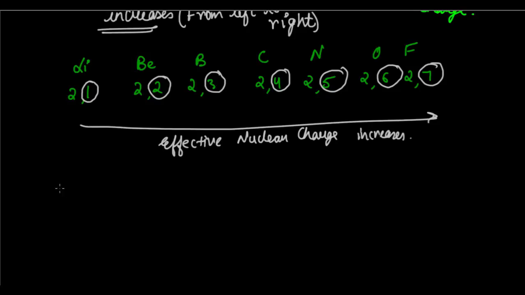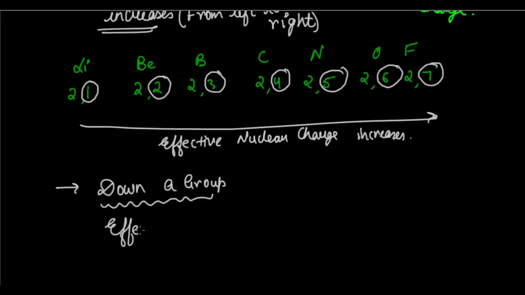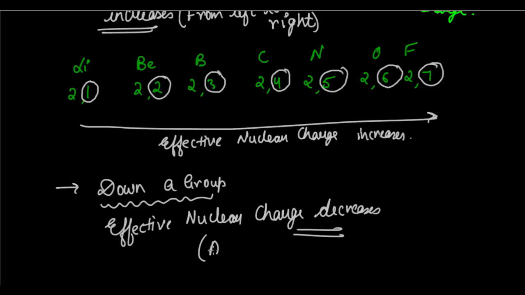Let's now move down a group. If we go down a group, what happens? The number of orbits in the configuration keeps increasing. Hence, the distance of the nucleus from the outermost orbit keeps increasing. Hence, we say that as we go down a group, the effective nuclear charge decreases.